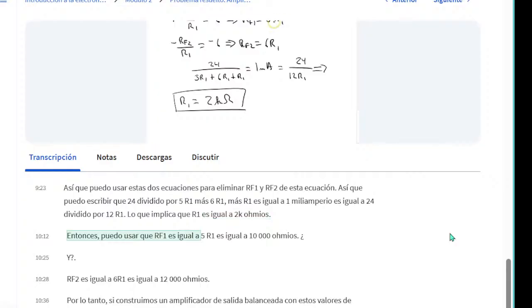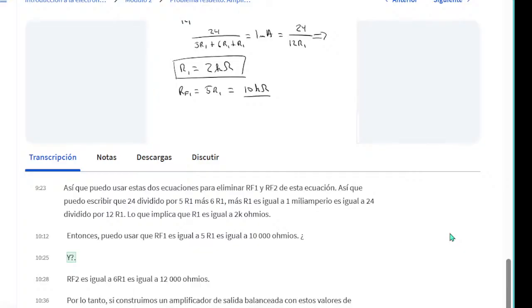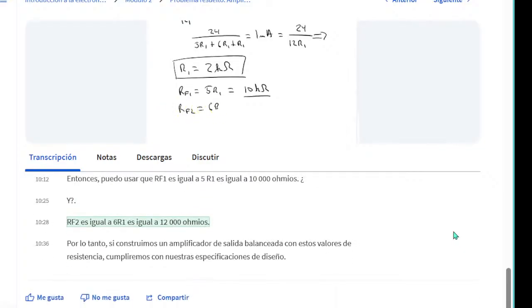Then I can use RF1 is equal to 5R1 is equal to 10 k-ohms, and RF2 is equal to 6R1 is equal to 12 k-ohms. So if we construct a balanced output amplifier using these resistor values, we'll meet our design specifications.